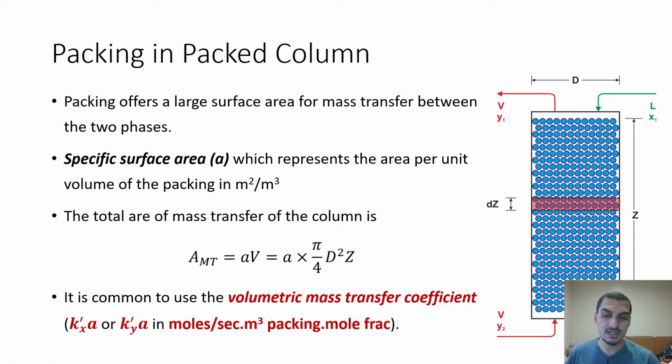So instead of estimating each one of them separately and getting a high error that's going to be multiplied, by multiplying these two parameters together, we can simply consider them as one single parameter, which is called the volumetric mass transfer coefficient. And of course, it's going to have the units of moles per second, meter cubed of packing per mole fraction, because it's Ky.